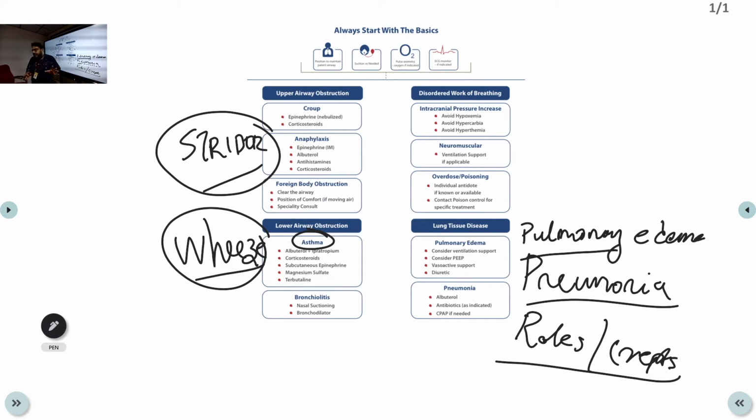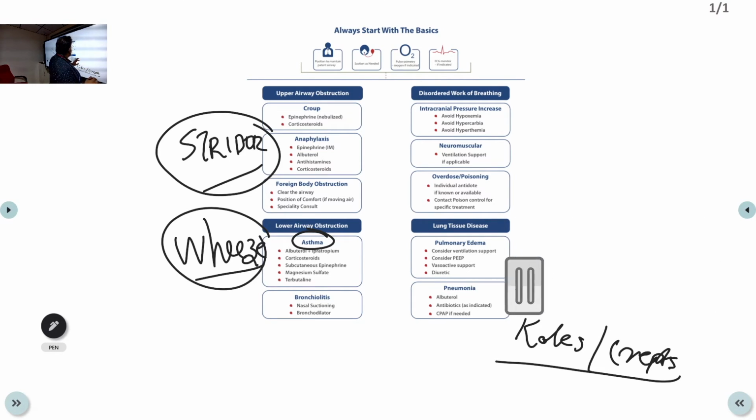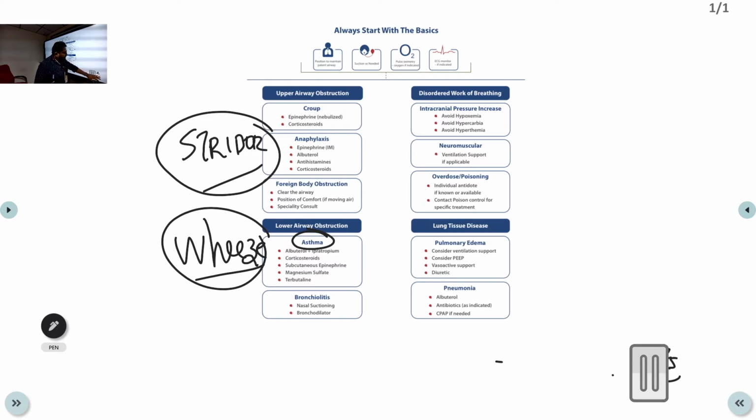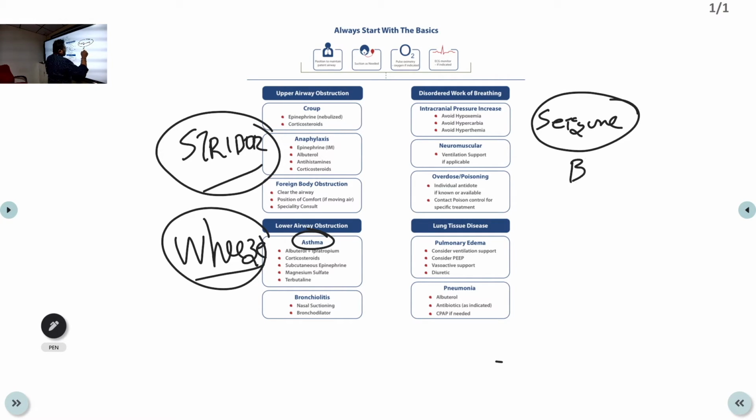So the most common respiratory issues we can divide into 4 types. First is upper respiratory obstruction, lower respiratory obstruction, lung parenchymal issue, which is the lung tissue disease, and finally disordered work of breathing. The most common disordered work of breathing that you will be seeing is post seizure, post ictal. The child had a seizure and has become suddenly drowsy, and the child can go into respiratory arrest. So one most common thing that you need to remember is seizure, post ictal. The child might have bradypnea.